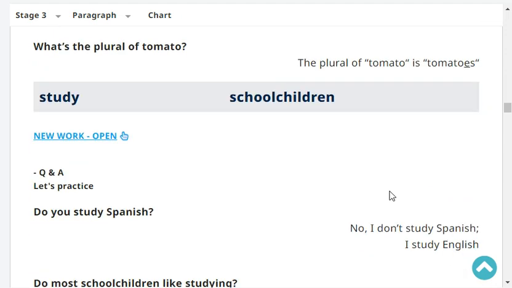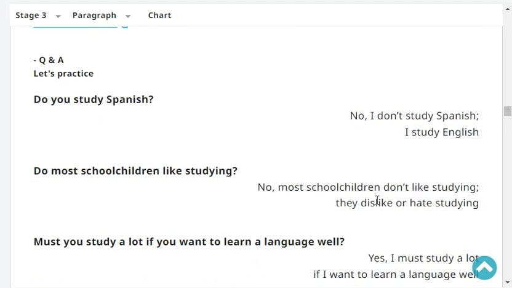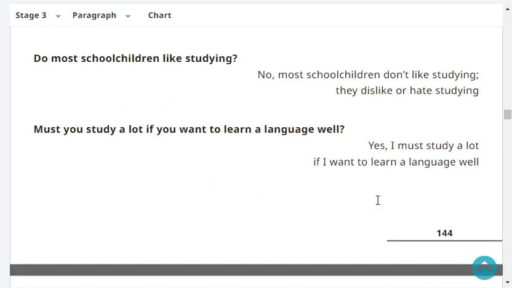Do you study Spanish? No, I don't study Spanish. I study English. Very good. Do most school children like studying? No, most school children don't like studying. They dislike or hate studying. Very good.